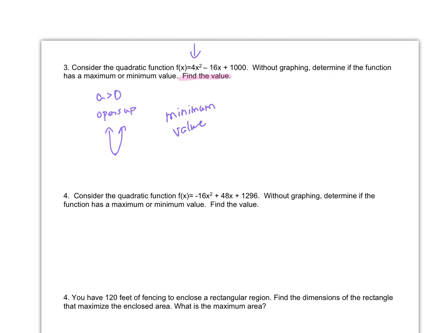Now to find that minimum value, and they just want the value of that minimum value, it's kind of a two-step process. We're going to do the opposite of b over 2a first. And in this case, the opposite of b would be 16 over 2 times 4. So we get 16 over 8, which is 2. So that's our x-coordinate. But to find the value of what our minimum value is for this, we're going to plug that 2 in.